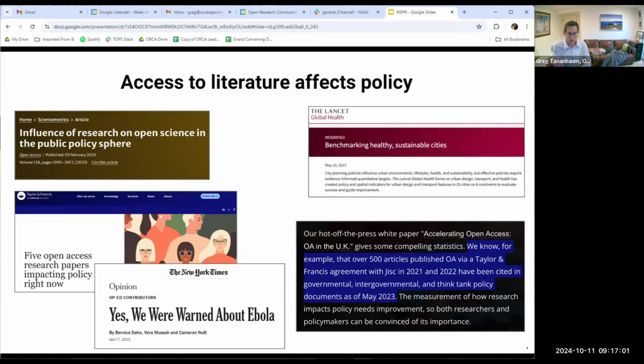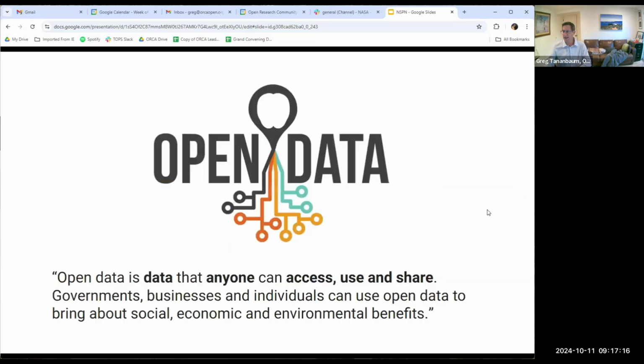So this is not an abstraction, right? It's not just, oh, if we make this information available, maybe folks will read it, maybe it'll help them make better decisions in public policy. There are real ramifications, and we know that both, again, on the affirmative and on the negative. And it's not just about papers, right? It's about data too, and I can pass to Erin to talk about this section.